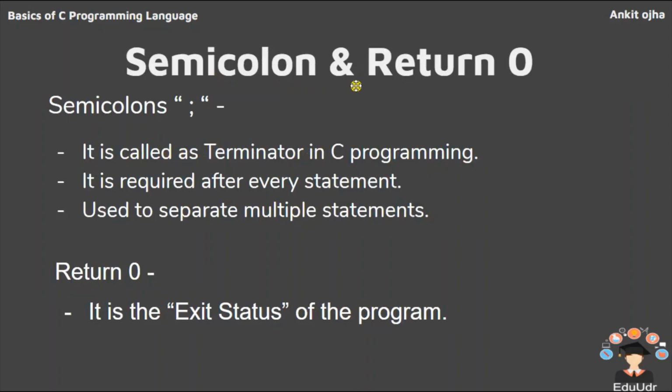Now semicolons and return 0. What is a semicolon? A semicolon is called a terminator in C programming. It is used after every statement. It is used to separate multiple statements. We will discuss this in the practical, and then you will understand easily.